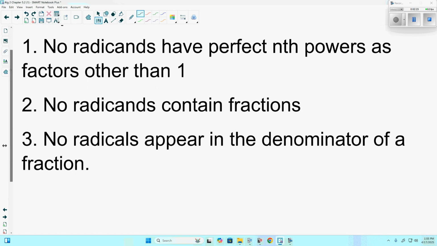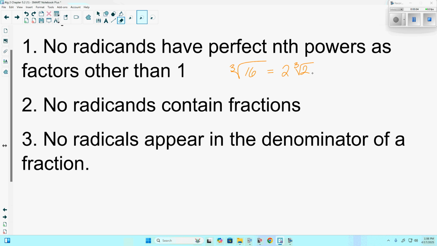No radicands have perfect nth powers as factors other than 1. All that's saying is that we can't leave something as, say, the square root of 16. If we can simplify it, we need to simplify it. Square root of 16 makes sense because square root of 16 is 4. Although if we had the cube root of 16, we have to go through the process of simplifying it down to 2 cube roots of 2. If it can reduce, we need to reduce it.